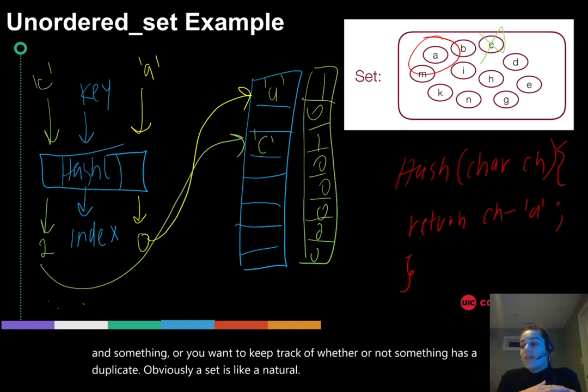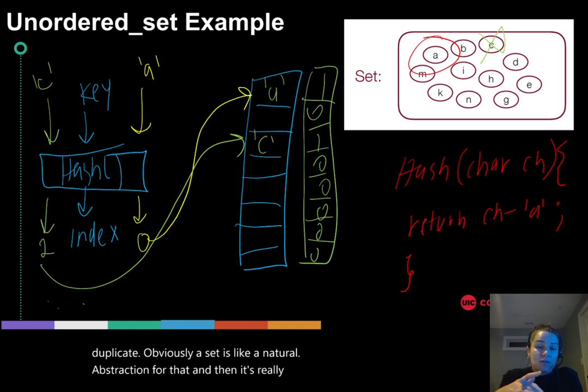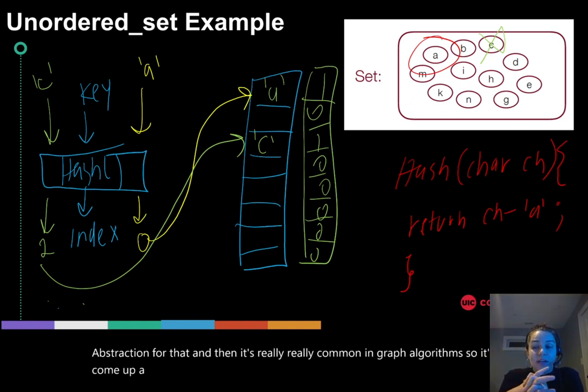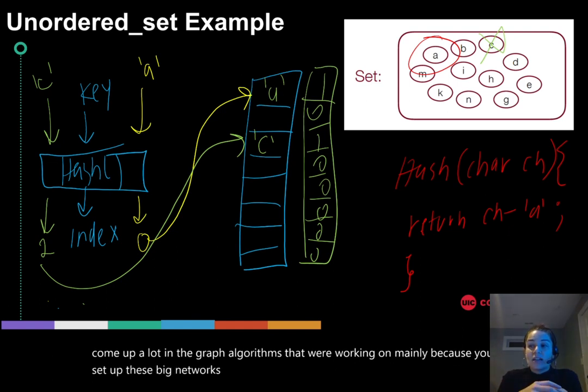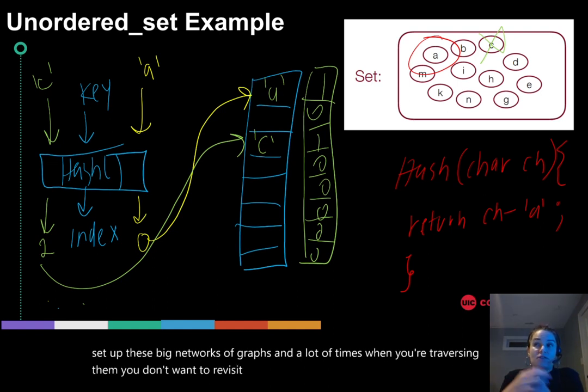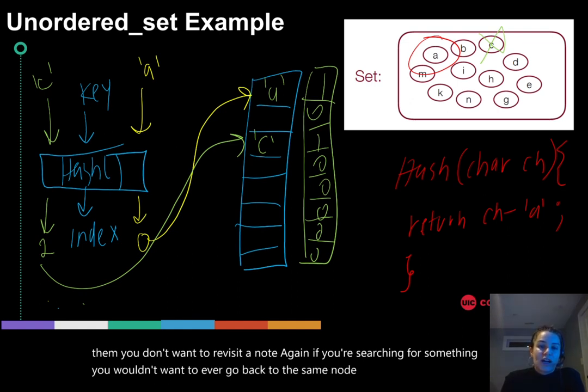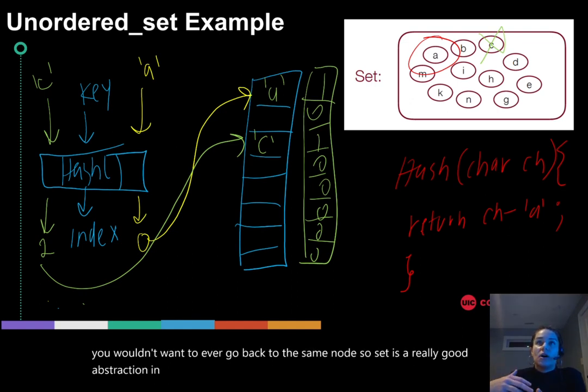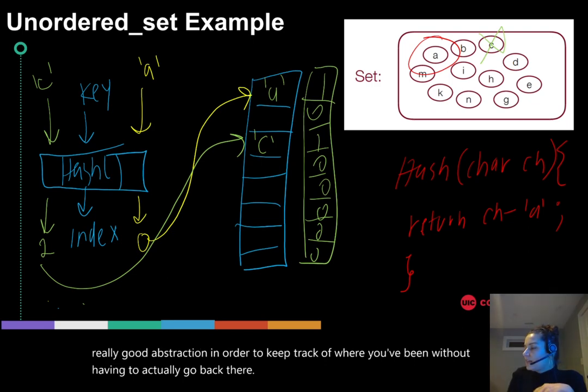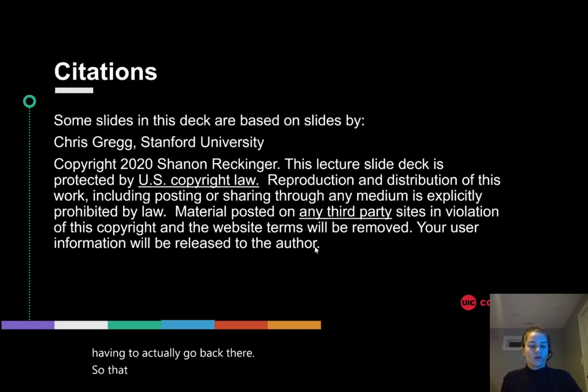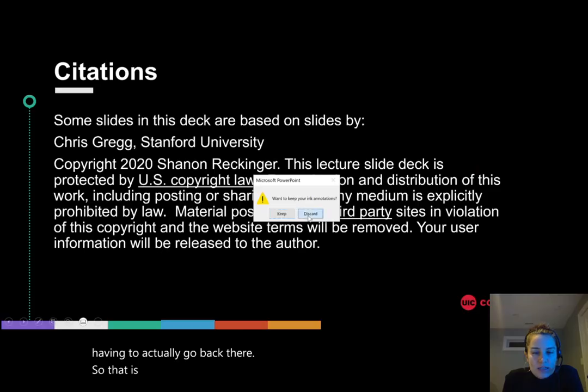Obviously, a set is a natural abstraction for that. And then it's really, really common in graph algorithms. So it'll come up a lot in the graph algorithms that we're working on, mainly because you set up these big networks of graphs, and a lot of times when you're traversing them, you don't want to revisit a node again. If you're searching for something, you wouldn't want to ever go back to the same node. So a set is a really good abstraction in order to keep track of where you've been without having to actually go back there. So that is it for revisiting sets.